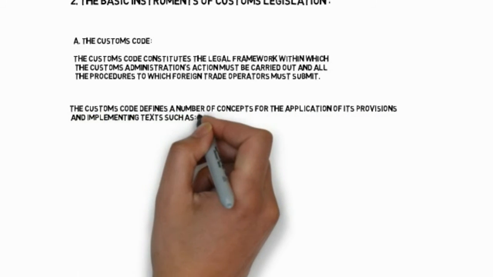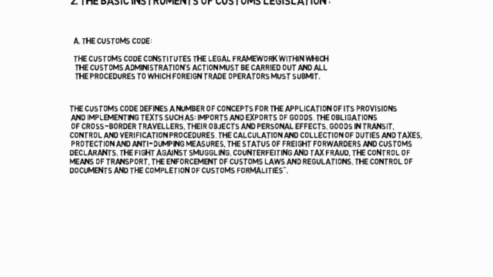The Customs Code defines a number of concepts for the application of its provisions, and implementing texts, such as imports and exports of goods, the obligations of cross-border travelers, their objects and personal effects, goods in transit, control and verification procedures, the calculation and collection of duties and taxes, protection and anti-dumping measures, the status of freight forwarders and customs declarants, the fight against smuggling, counterfeiting and tax fraud, the control of means of transport, the enforcement of customs laws and regulations, the control of documents and the completion of customs formalities.